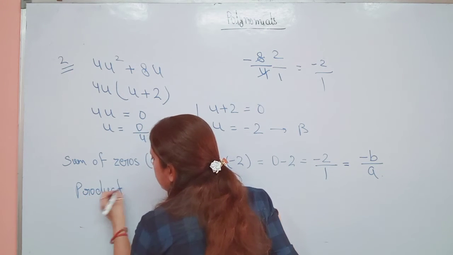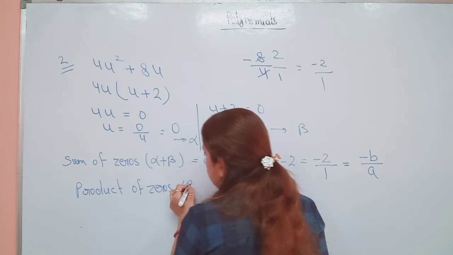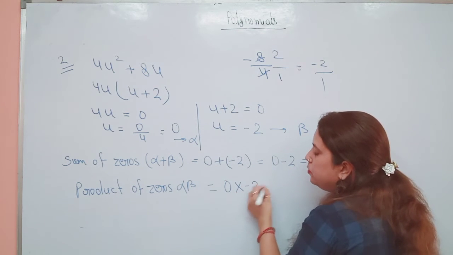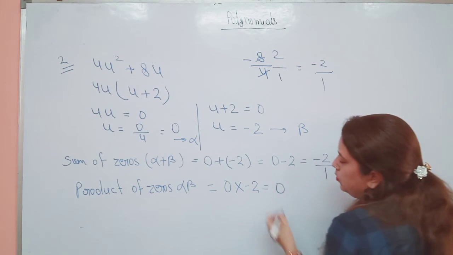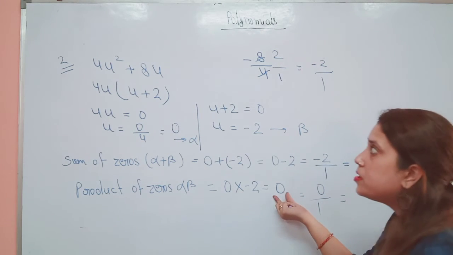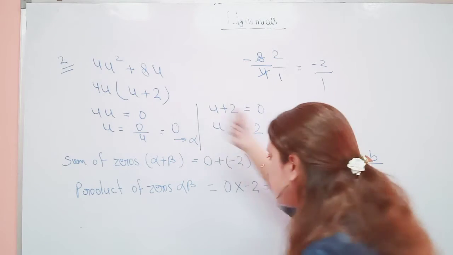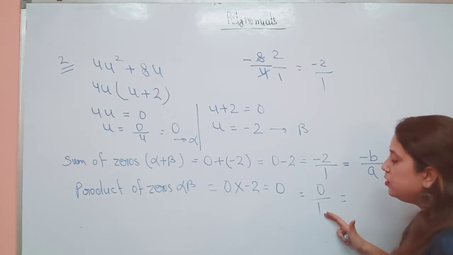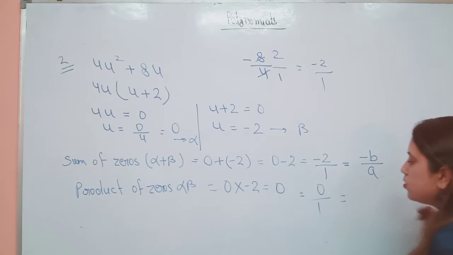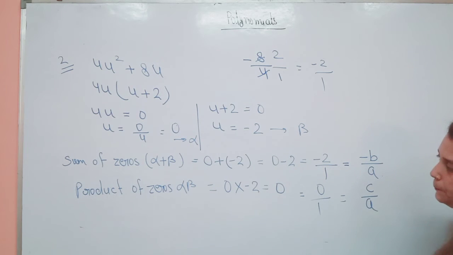Now product of zeros means alpha beta. Alpha is 0 into minus 2. When we do the product, it will come 0. It means we can write down 0 upon 1, 0. The c term is not here, the constant term is not here. It means 0 upon the coefficient of x square, which is 1. So this is 0, c upon a.